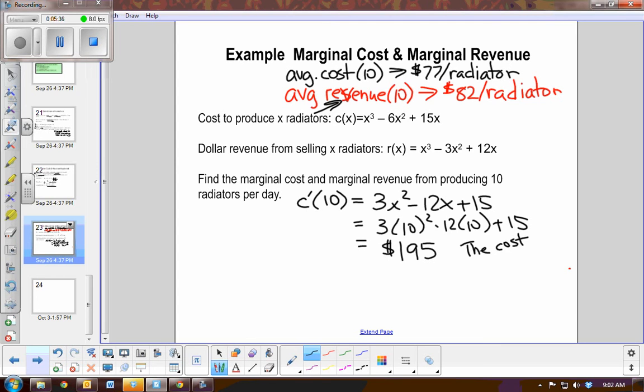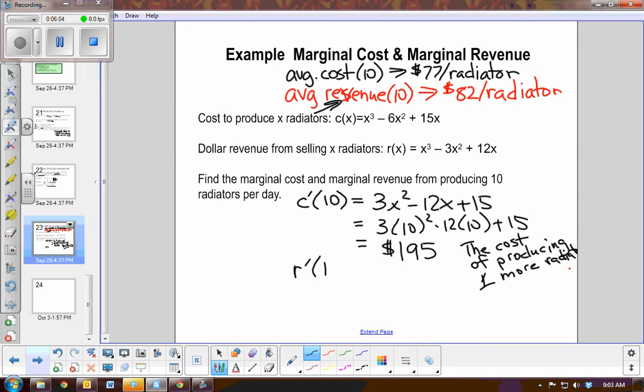Remember, it's the slope, it's the change in y, which is cost, over the change in radiators. The cost of producing one more radiator. Now that seems a little high, doesn't it? Because at this point, our average production cost is $77 for one radiator. Okay?